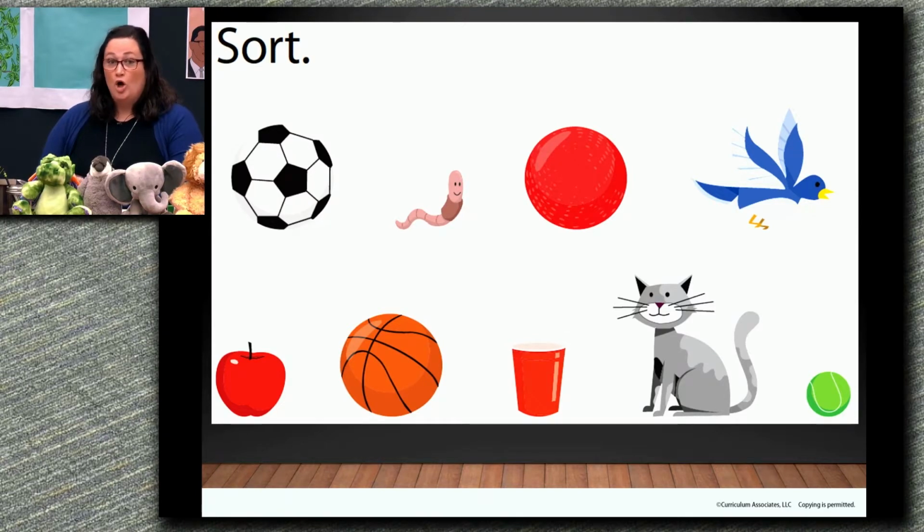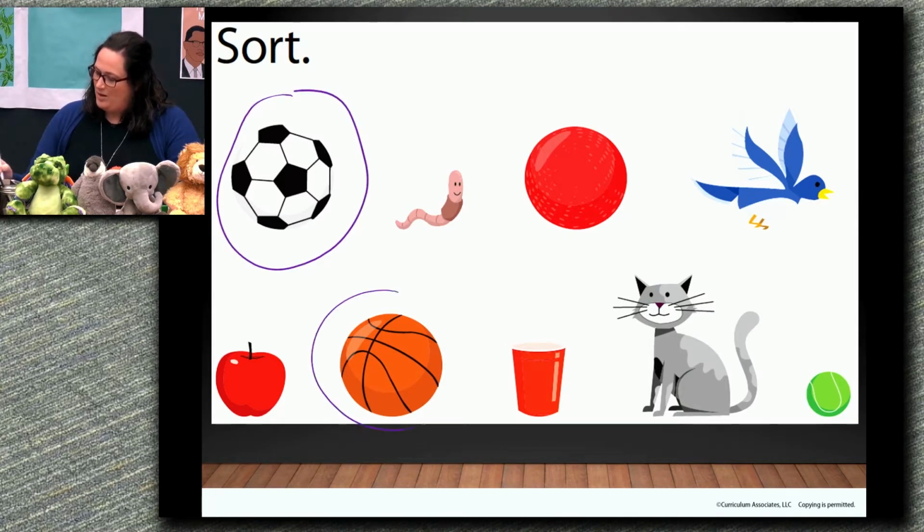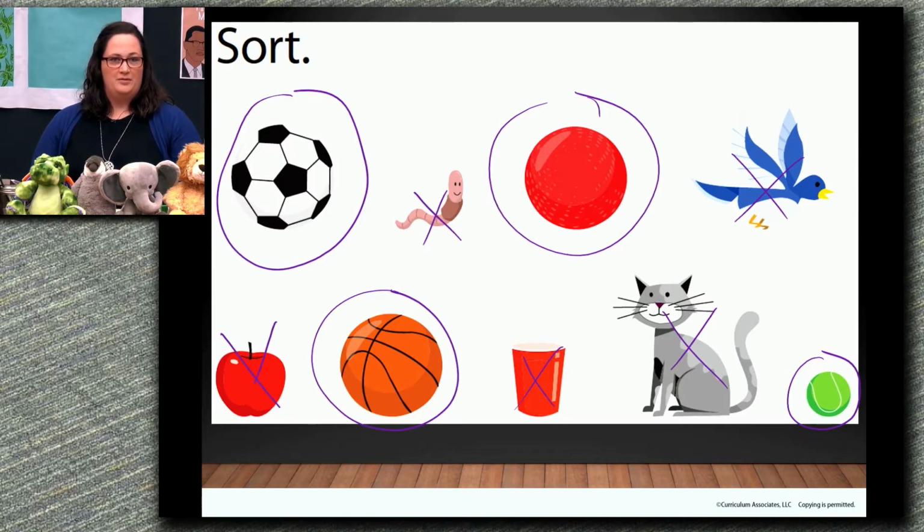We could do all the spheres. What are those? What's a sphere? All the spheres. A sphere is like a ball. It's round, it's even, and you can hold it in your hand. Where are the spheres here? Yeah, the soccer ball, the basketball, the kickball, and the tennis ball. And then the bird, the cat, the cup, the worm, and the apple would all be in their own group.